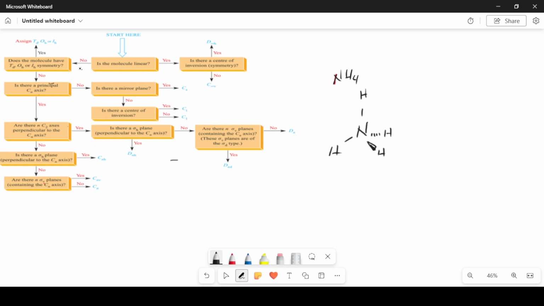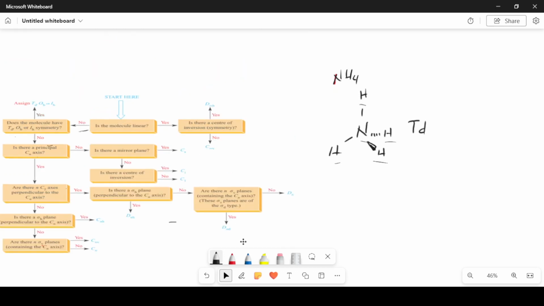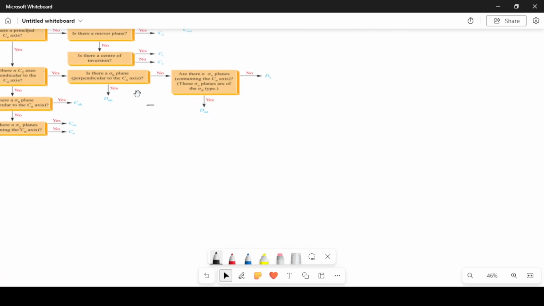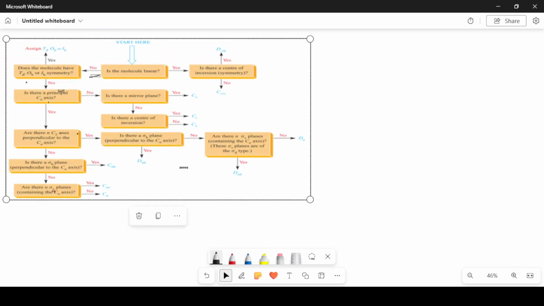Is the molecule linear? No. Does the molecule have TD, OH, or IH symmetry? Yes. Because this is tetrahedral. Di ba? Kasi they all have the same bonded atoms to the central atom, right? So, it's TD. Ganun lang kadali. Okay. Let's move on to the next number.